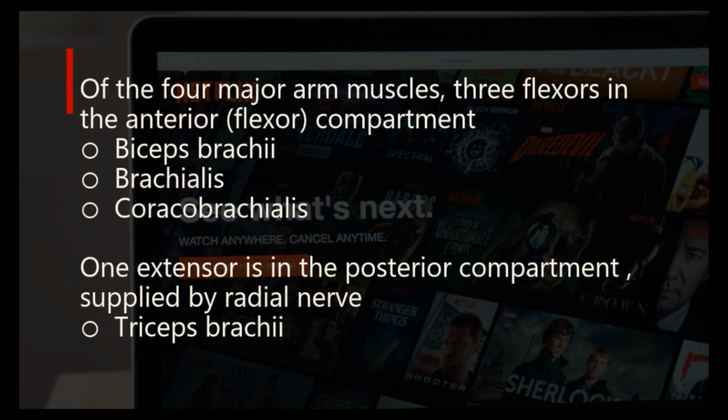Of the four major arm muscles, three flexors in the anterior compartment are the biceps brachii, brachialis, and coracobrachialis, and one extensor is in the posterior compartment, supplied by the radial nerve: the triceps brachii.